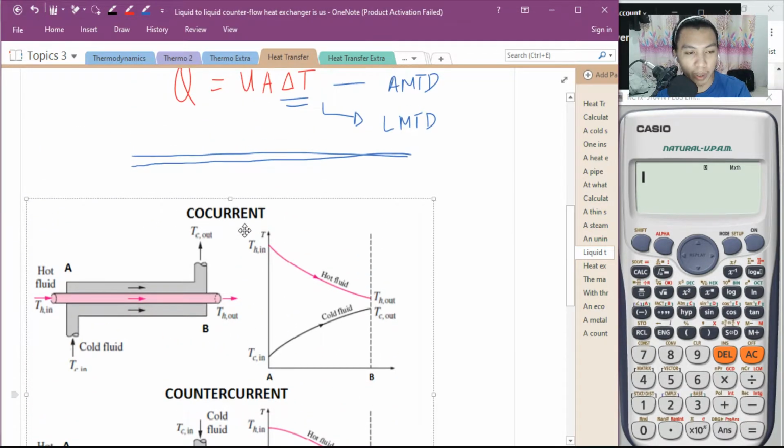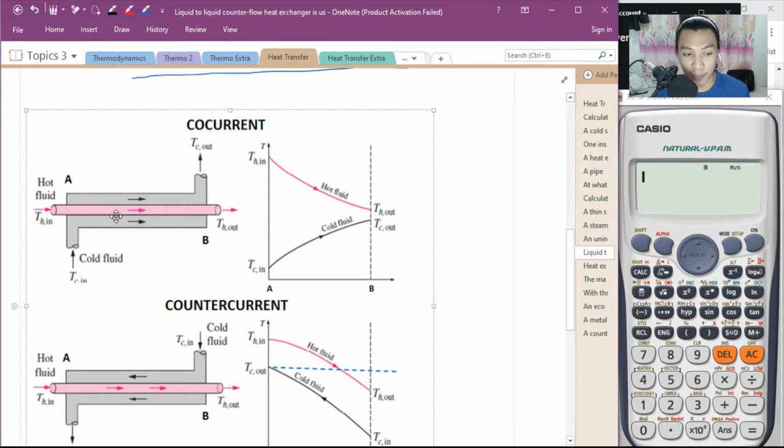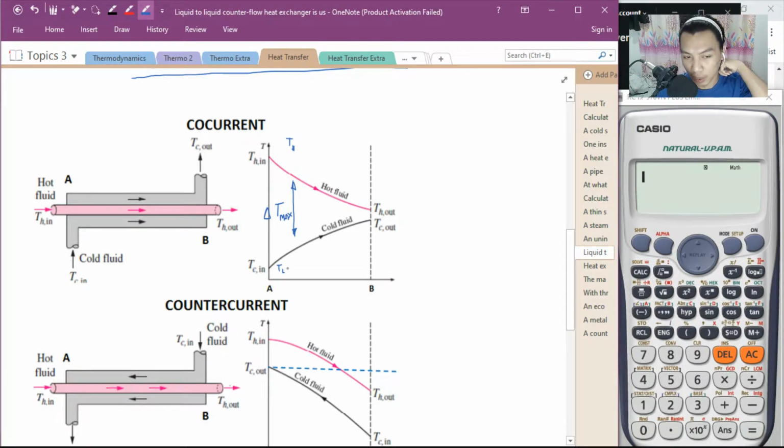Going with this, you have the concurrent or parallel flow and the countercurrent flow. The hot fluid is hotter than your coolant, the cold fluid. So the temperature difference here is at maximum. The temperature difference from your T hot and T cold at points 1 and 2, the T hot out and T cold out. The temperature difference from end to end is simply the delta T minimum.